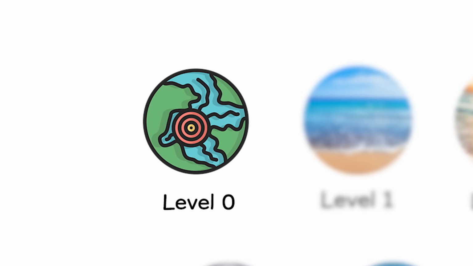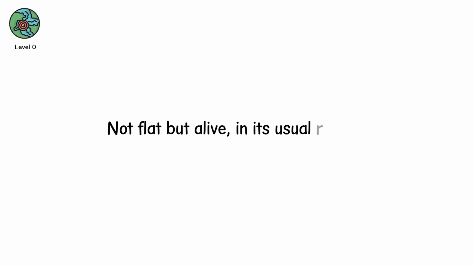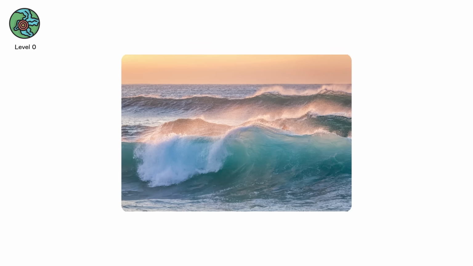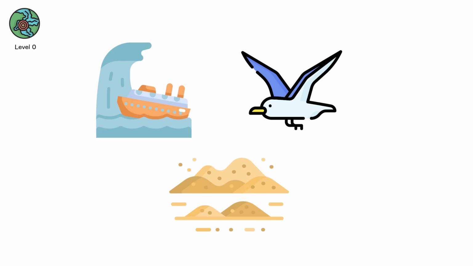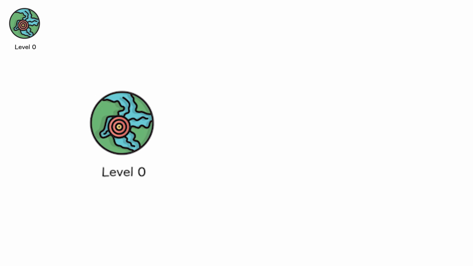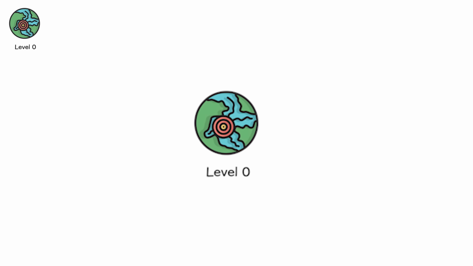Level 0. The ocean is calm, not flat, but alive in its usual rhythm. Waves crash on shorelines, tides rise and fall. A seagull circles overhead, a crab disappears beneath wet sand. And somewhere deep below, two tectonic plates press quietly against each other. This is level 0, the world before the wave.